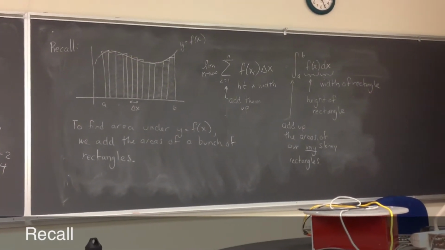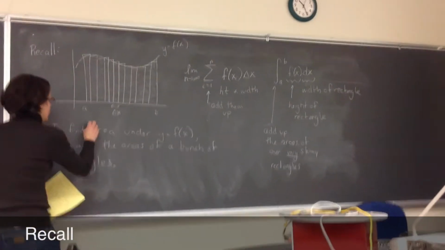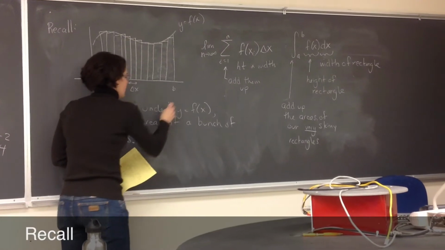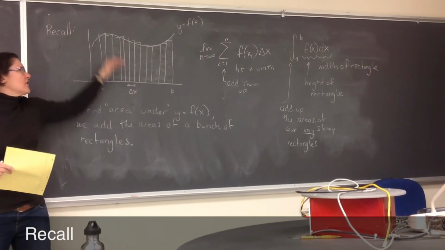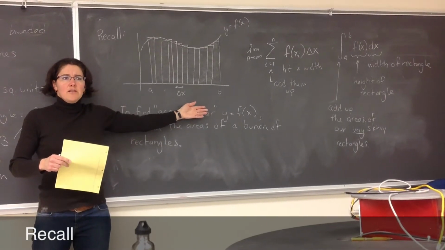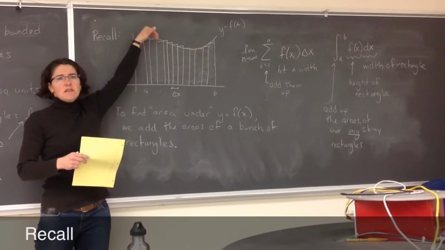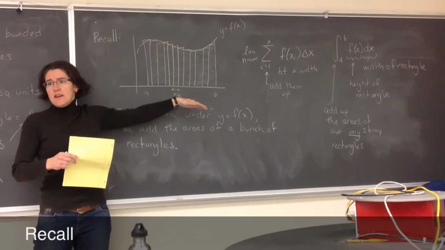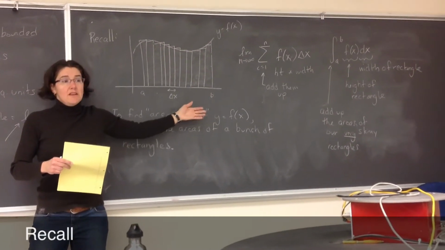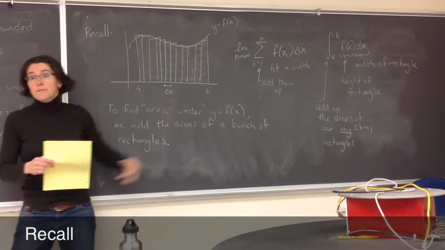Okay, maybe I'll add one more comment here. I'm going to put in quotes "find the area under y equals f of x," because technically when this function dips below the x-axis, then we talk about negative values. So "area under" really means area under f of x and above the x-axis. So when our function dips below the x-axis, then we talk about a negative value for this integral.